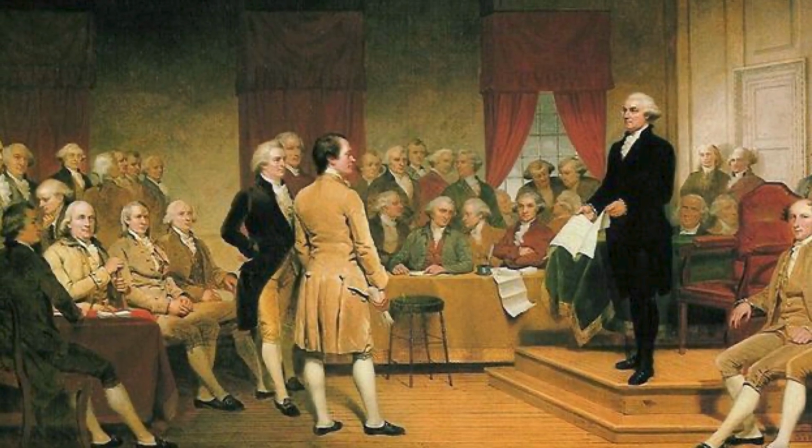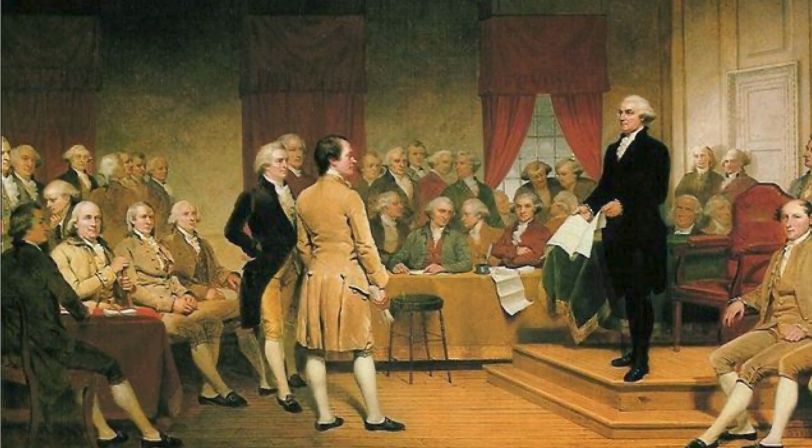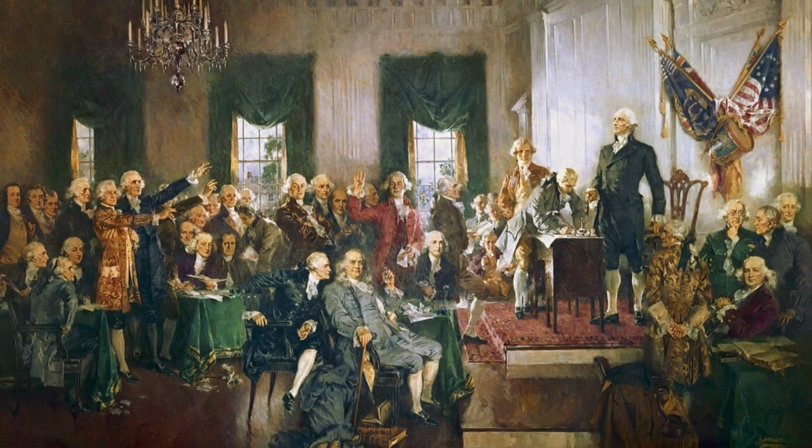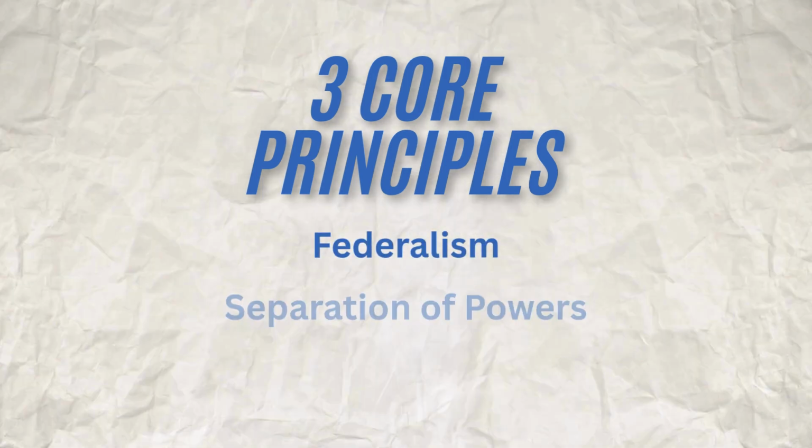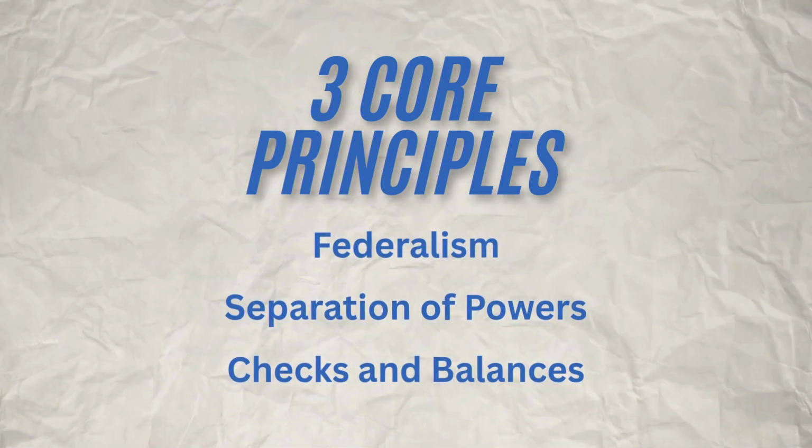When the framers gathered in Philadelphia in 1787 to create a new system of government, they weren't interested in returning to a monarchy or simply tweaking the Articles of Confederation. They sought to create a system that would balance power between different levels of government and prevent any one branch or group from becoming too powerful. The result was a constitution built around three core principles: federalism, separation of powers, and checks and balances.